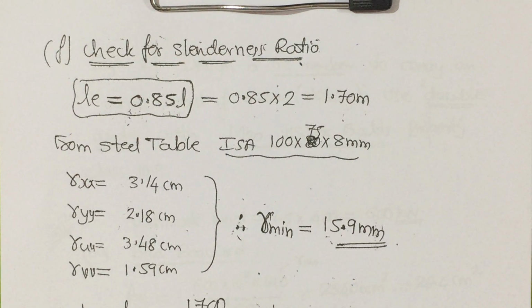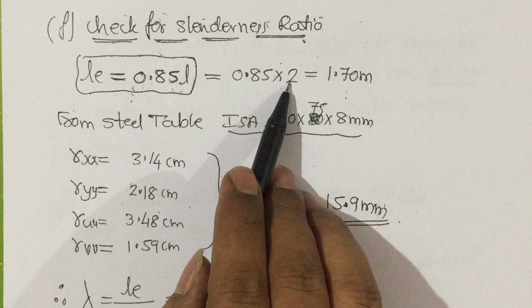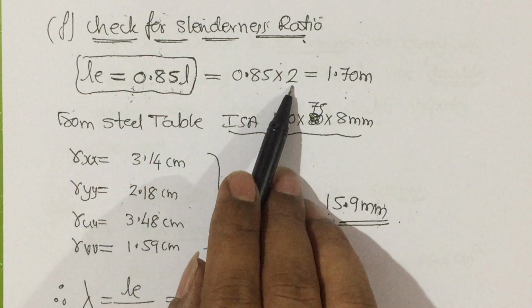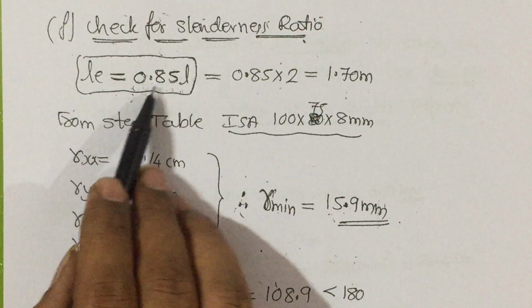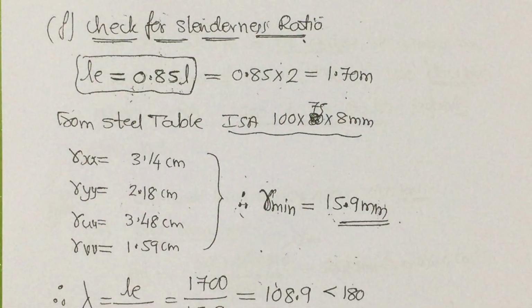Okay, we designed our section. Then they also said that we need to check for slenderness ratio. The length is given as 2 meter. So, effective length will be 0.85 times of L, that is 0.85 into 2, 1.7 meters.